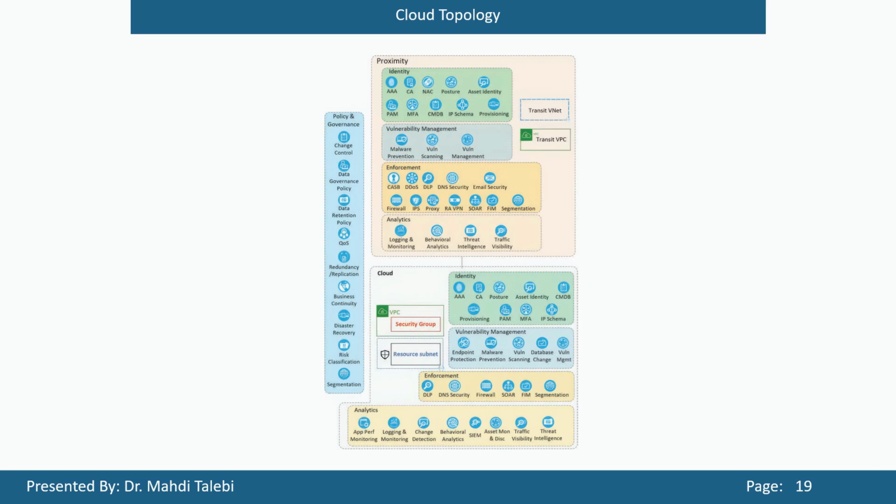Moreover, enforcement through capabilities like firewalls, intrusion prevention systems, IPS, and data loss prevention, DLP, is emphasized. These tools are crucial for maintaining secure communication channels and protecting sensitive information against external threats and internal leaks. Additionally, analytics play a vital role in this architecture, enhancing visibility through behavioral analytics and threat intelligence, which empower organizations to preemptively identify and respond to possible security incidents.